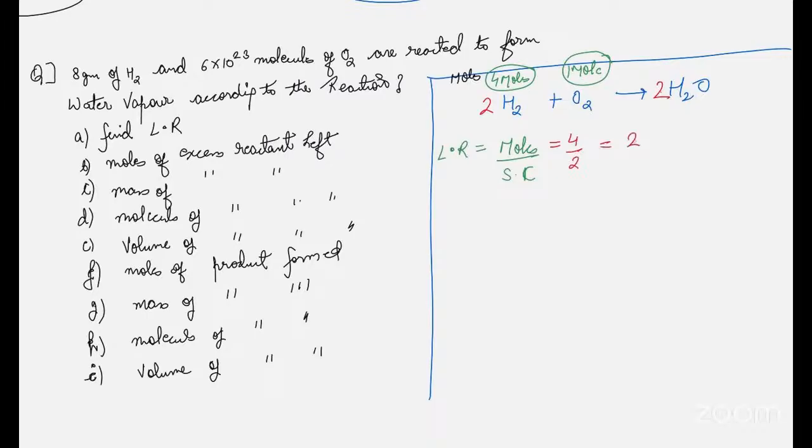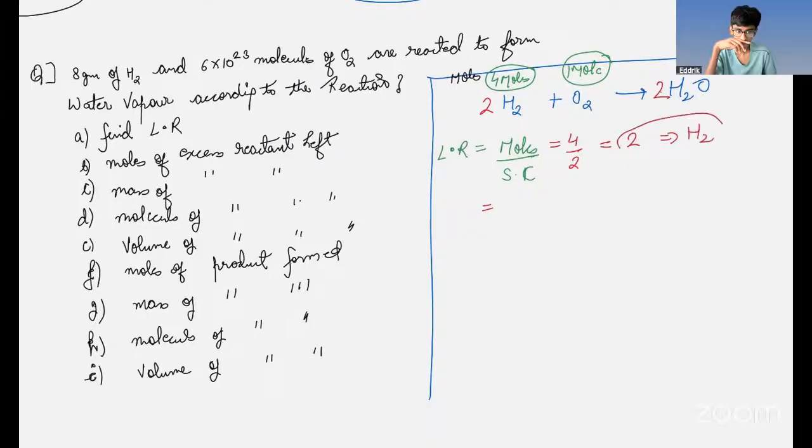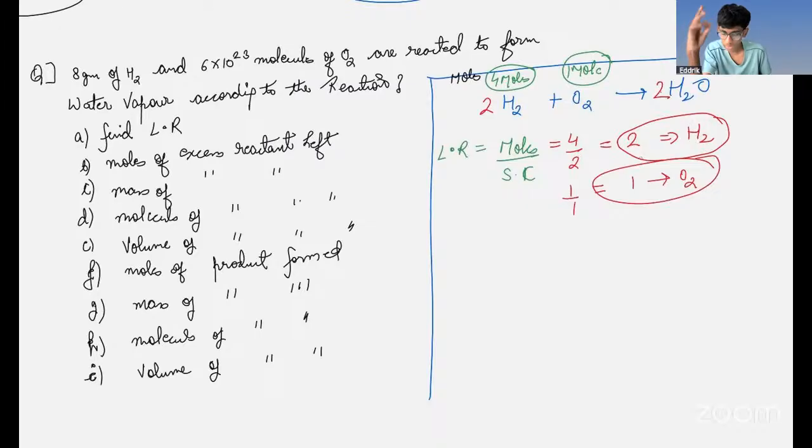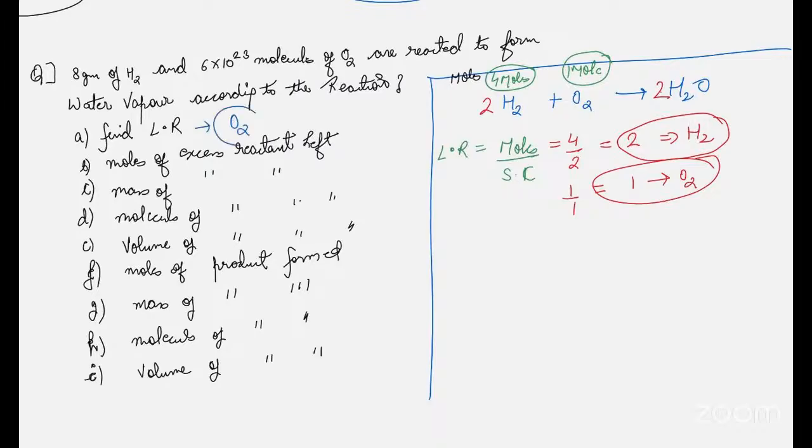And then in this also, what will we do? This is for the hydrogen. And if I calculate the LR for this, it will be 1 by 1. It is 1. So what is the answer then? Who is the LR here? O2 is the limiting reagent. Correct. O2 is the limiting reagent. Did you understand? Yes, sir.